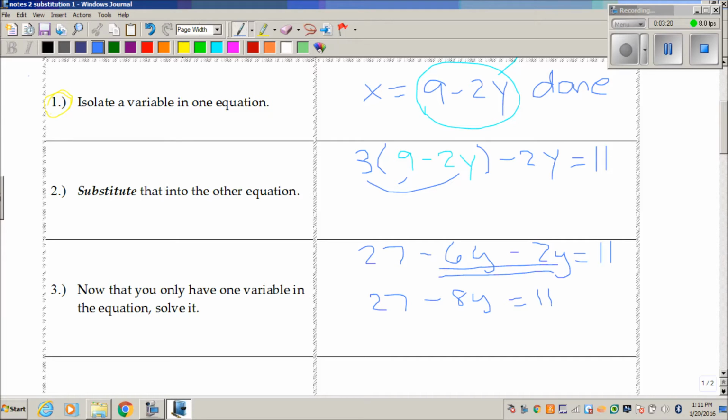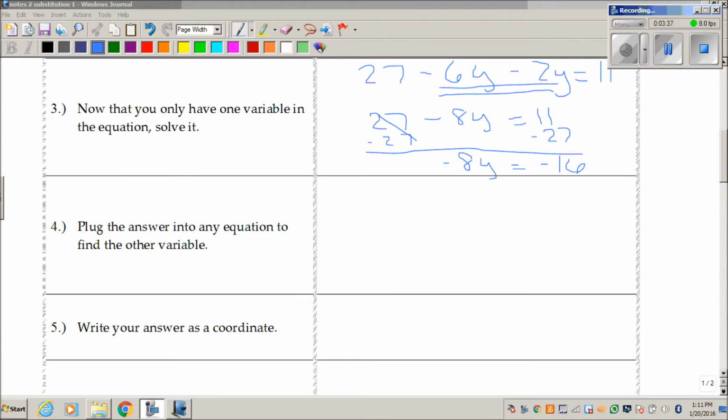Now we're going to get y by itself, so we subtract 27 from both sides. When we do that, we have negative 8y equals negative 16. Now the last step is to divide both sides by negative 8. So we have y equals positive 2. So now we know what the y variable is. When those two lines intersect, y will be 2.